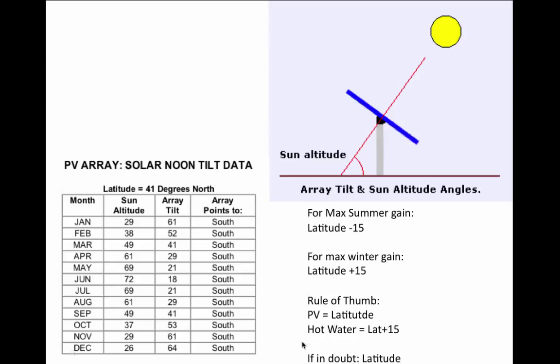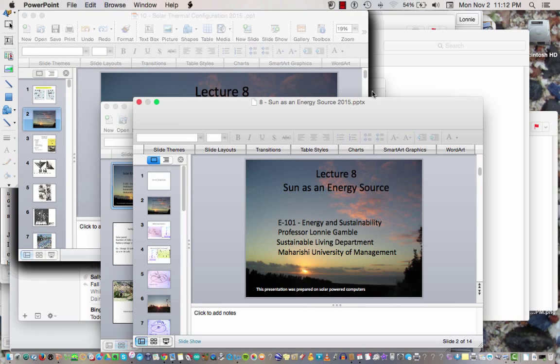And then for maximum winter gain, you'd go latitude plus 15. You might also do this summer angle for the summer gain if you had a summer camp or summer cottage, and you wanted to put solar there and you weren't going to be there in the wintertime. You just want to maximize the gain for the summer. Then you'd put it at latitude minus 15, flatter. Now for maximum winter gain, put it at latitude plus 15. So 40 plus 15 would be 55.